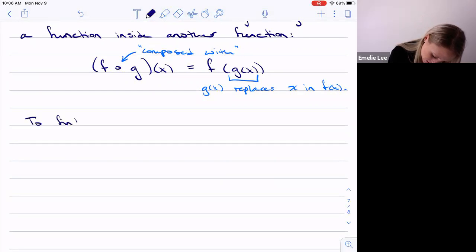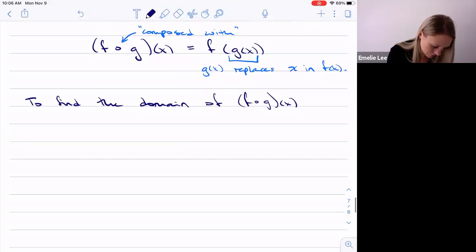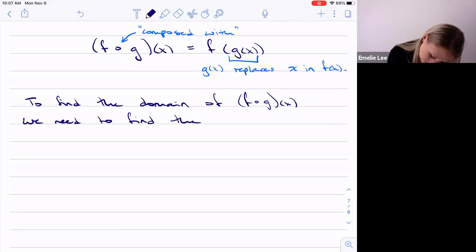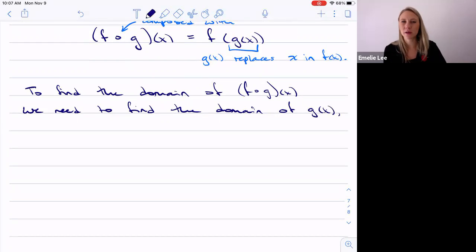To find the domain of f composed with g of x, we need to find the domain of g of x. Okay, so first of all, I'm plugging g of x in there, so I need to find the domain of g of x because it needs to be able to happen.